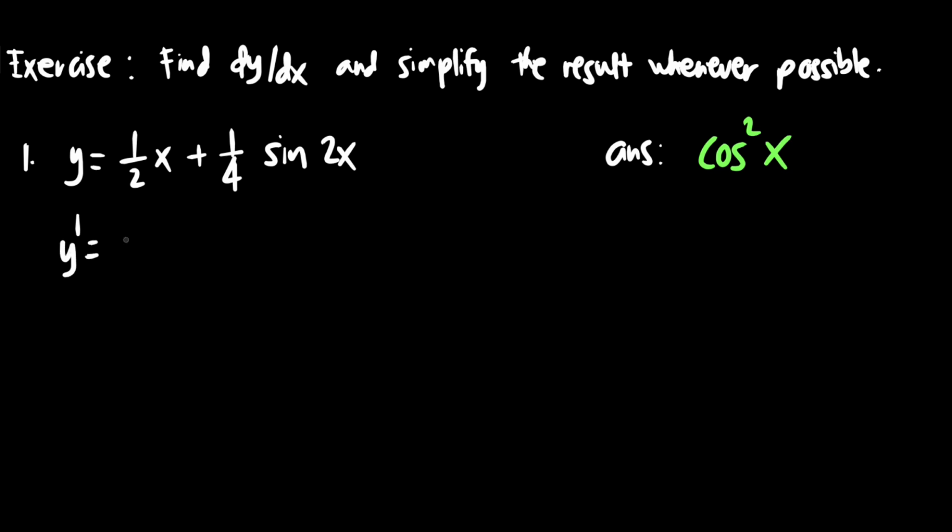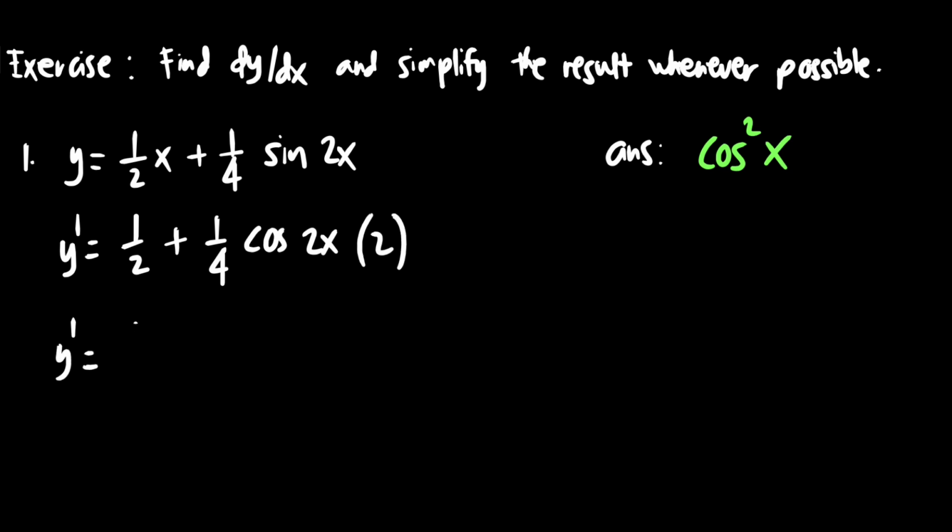So y prime, the derivative of 1 half x is just equal to 1 half. Plus, just copy the constant, 1/4. The derivative of sine is positive cosine, so cosine, and just copy the angle, cosine 2x. So cos u du over dx, the derivative inside is 2. So we have y prime equals 1 half plus 1/4 times 2, which is just equal to 1 half.